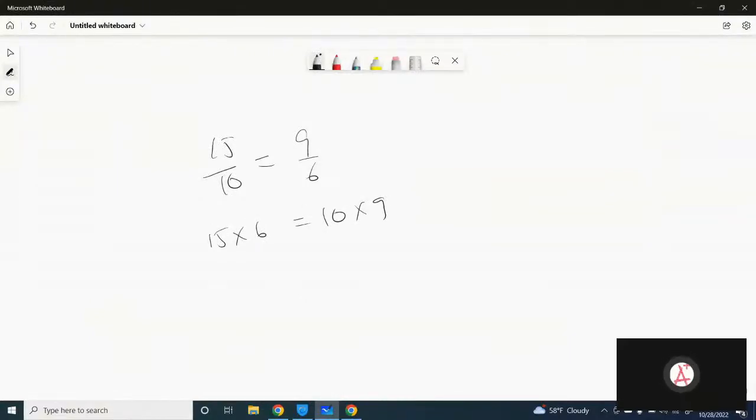15 times 6 is 90 and 10 times 9 is 90. They are both equivalent. That means yes, the fractions are equivalent. Got it?